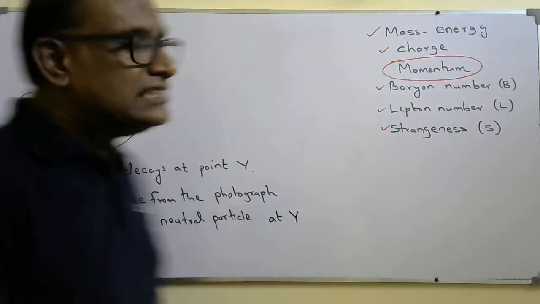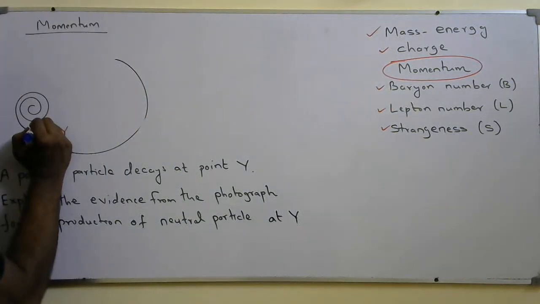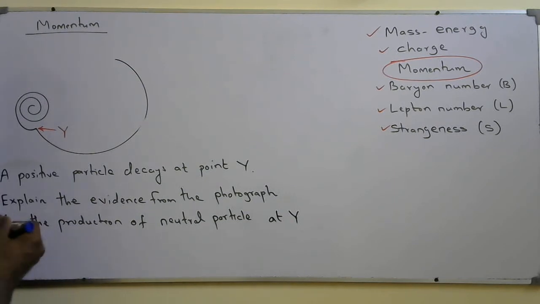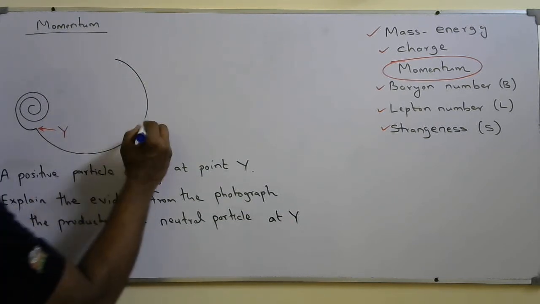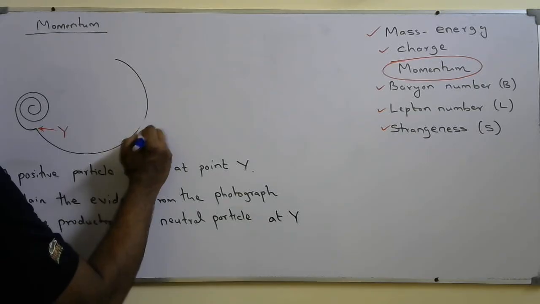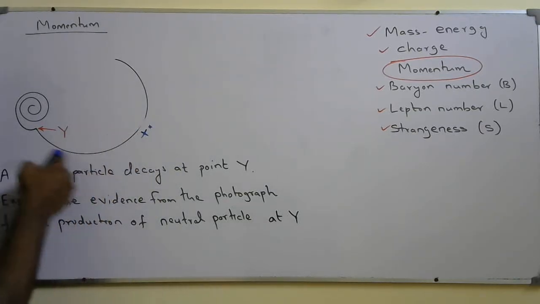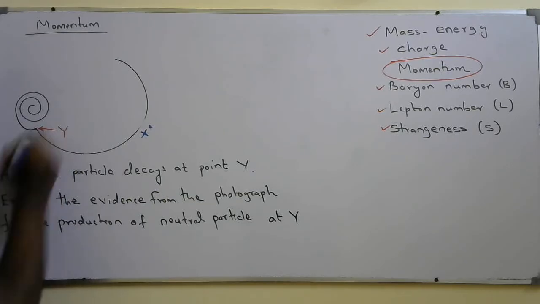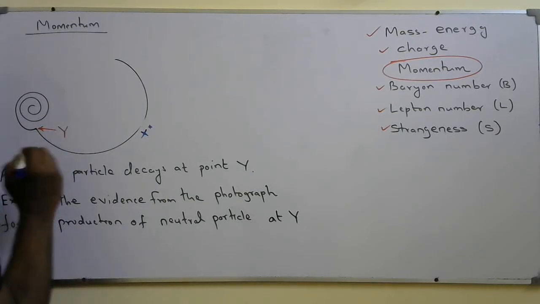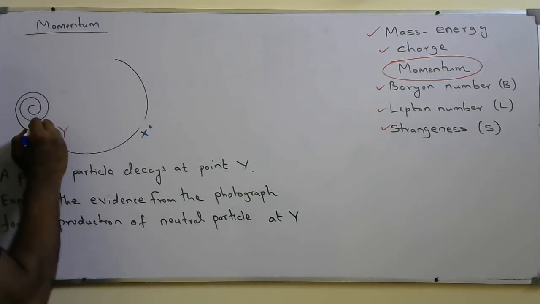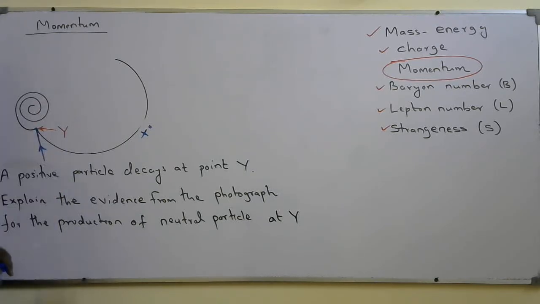So if I think about just at point y, before decay, say I can say the positive particle, let it be x, positive particle. So the particle x which is creating this track is decaying at that point. So its momentum just before decay will be along the tangent, should be this way. If I draw a tangent here, it should be this way.